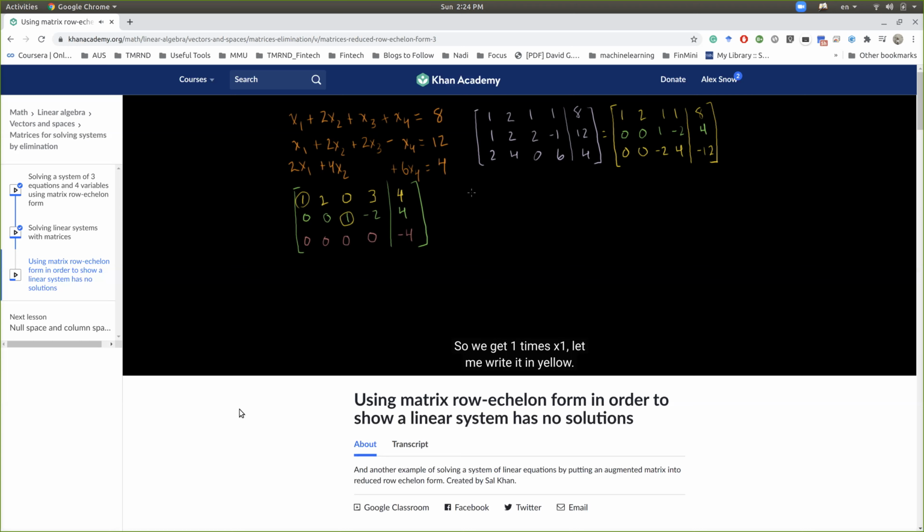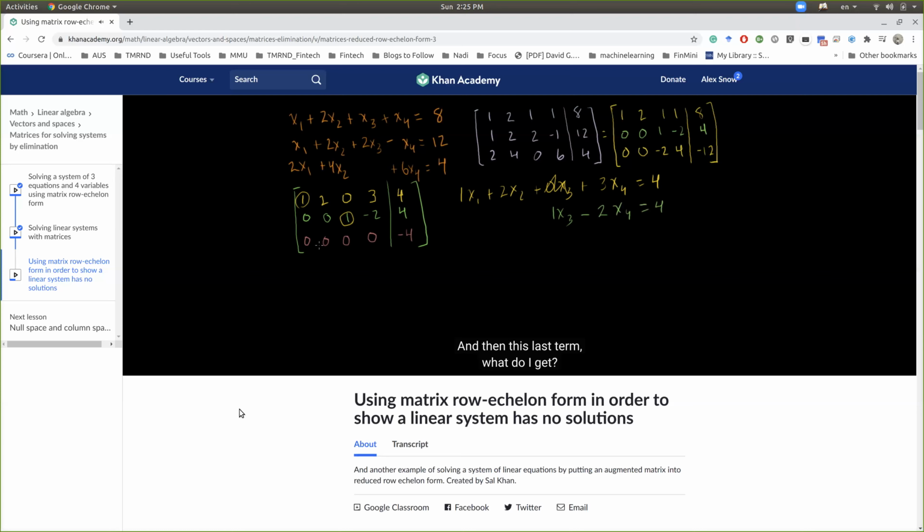So we get 1 times x1. Let me write it in yellow. So I get 1 times x1 plus 2 times x2 plus 0 times x3 plus 3 times x4 is equal to 4. Obviously, I could ignore the 0 term right there. I didn't even have to write it. Then I get 0 times x1 plus 0 times x2 plus 1 times x3, so I'll just write the 1. 1 times x3 minus 2 times x4 is equal to 4.